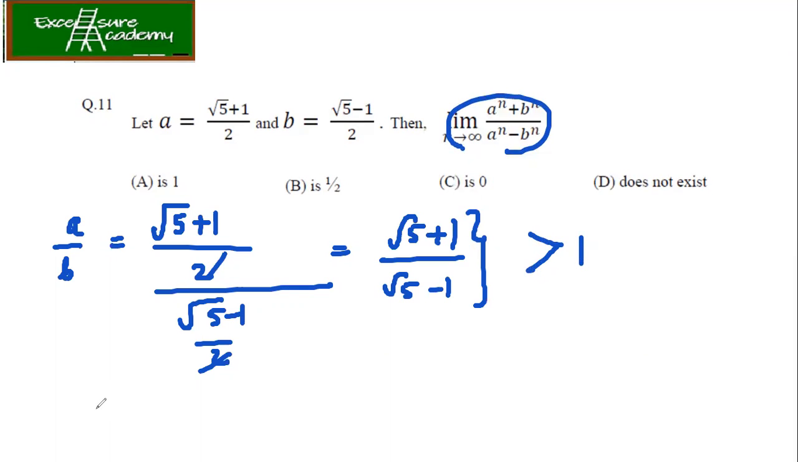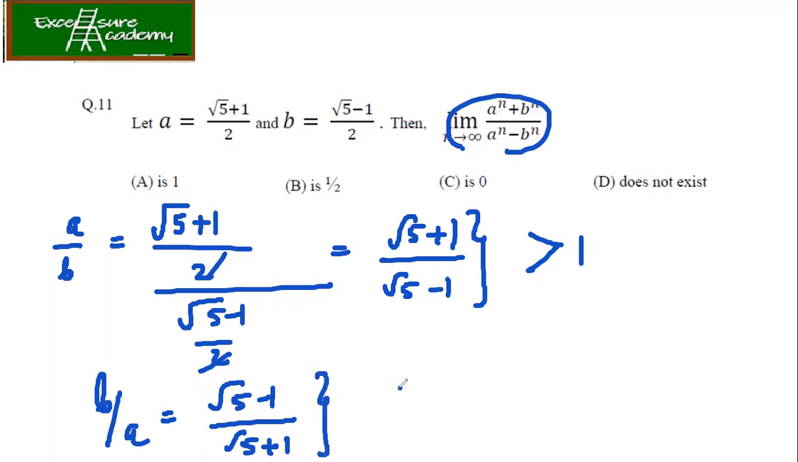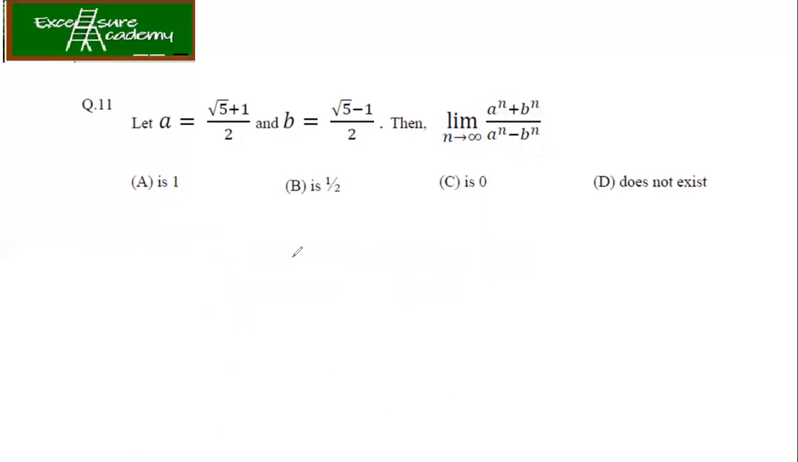Similarly, if I do b by a, I get just the opposite: root of 5 minus 1 by root of 5 plus 1. This entity is going to be less than 1. So now we know that a by b is greater than 1 and b by a is less than 1. Now let's see what limit we are getting.